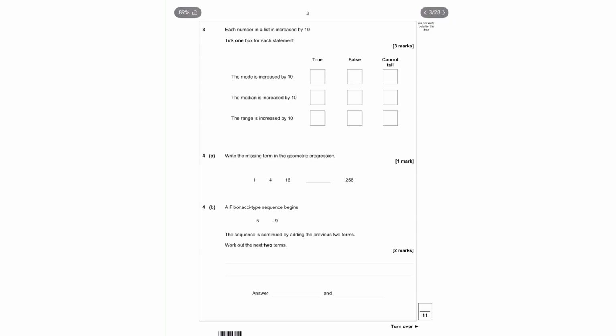Question 3, and we're told that each number in a list is increased by 10, and we have to tick one box for each statement. So we've got the mode is increased by 10, the median is increased by 10, the range is increased by 10. I think probably the easiest way to think about this is just to write out a list of numbers.